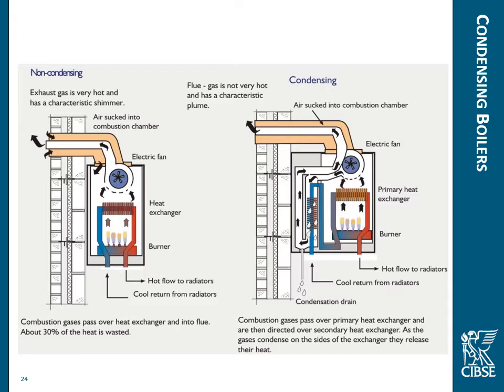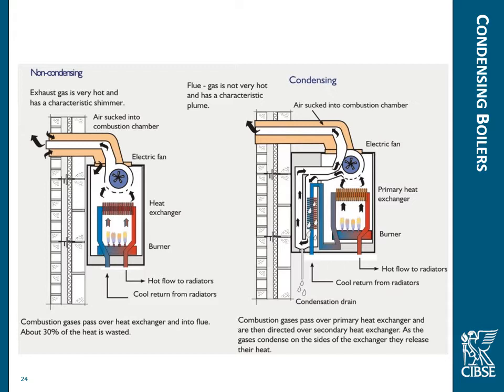Now on the condensing system, rather than the cold water going straight into the heat exchanger area, it actually passes across the flue first. And of course, if the boiler is running, the flue is hot. What it does is pick up heat from the flue, therefore preheating the water before it goes into the heat exchanger section of the boiler, thereby taking less gas to heat it up to the required temperature.